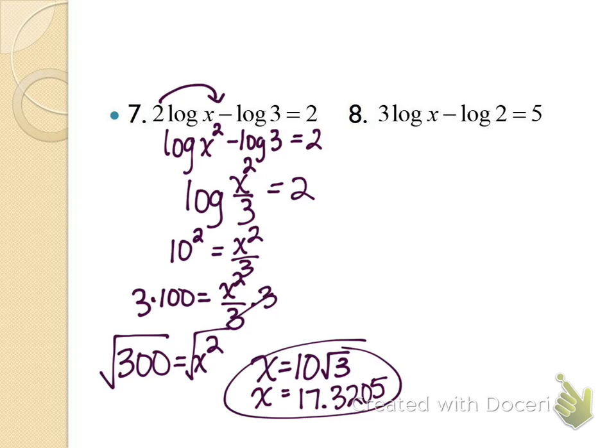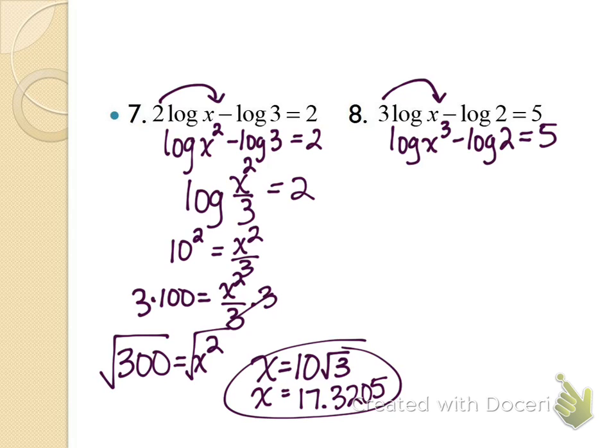All right, on number 8, what do you think my first move is? Power. Somebody other than Charles tell me what he means by power. Okay, the 3 becomes an exponent on the x. So log of x cubed minus log of 2 is equal to 5.